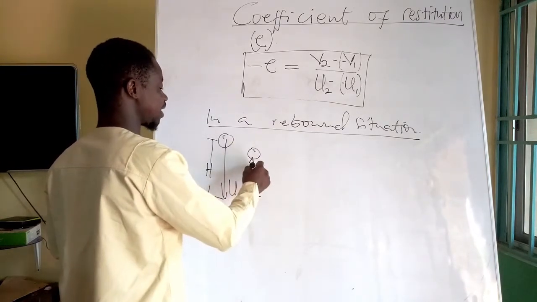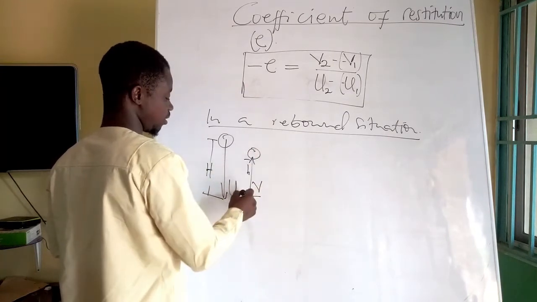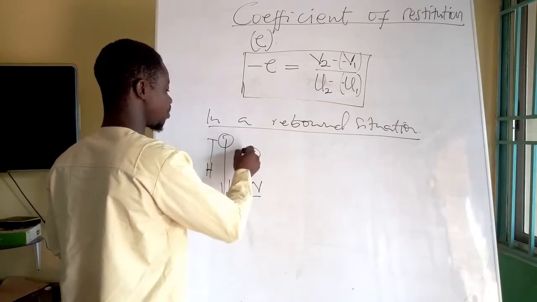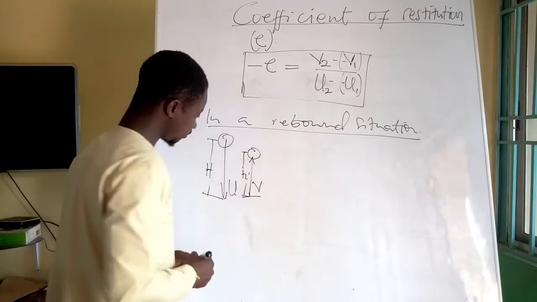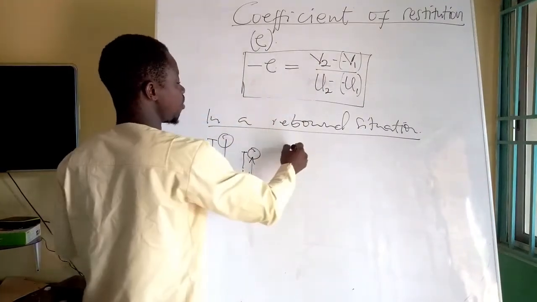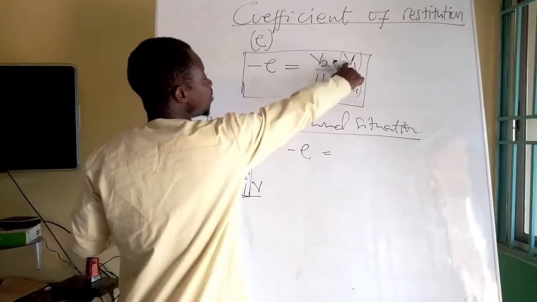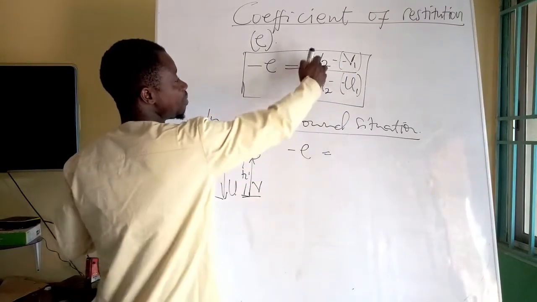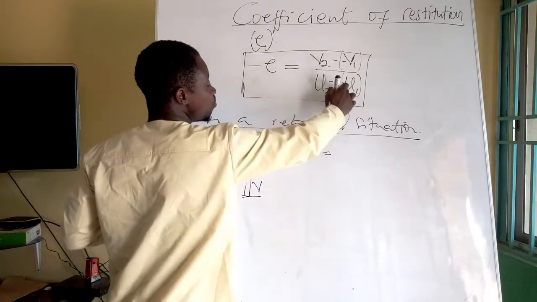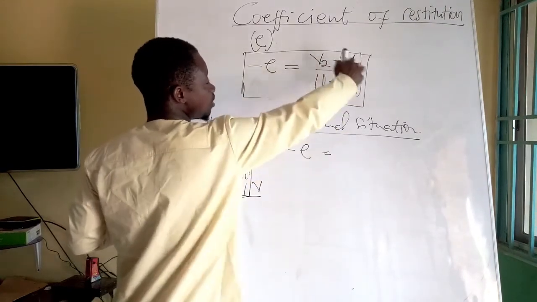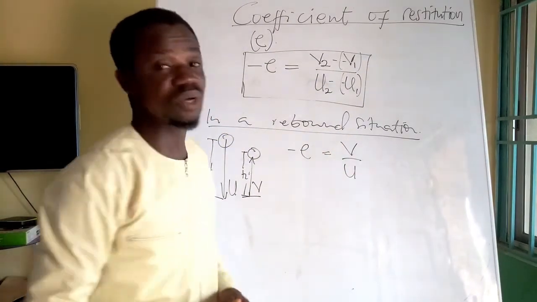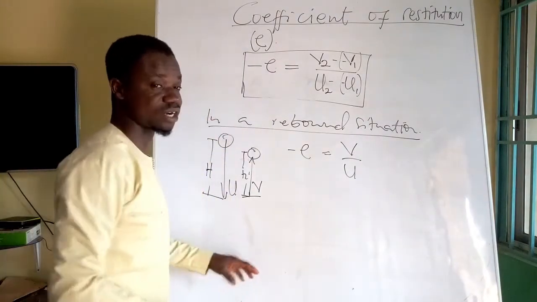The body will cover a certain height, small h, that we call the rebound height, small h. In this situation, when we make changes to this formula, we are going to get negative E is equal to, because the ground, you remember, it is only the body that is moving. The ground is not moving. So because the ground is not moving, the V1 and the U1 will go to 0. So we are going to have V over U. As simple as that. Because it's only one body that is moving, only the object that is hitting the ground and bouncing off.